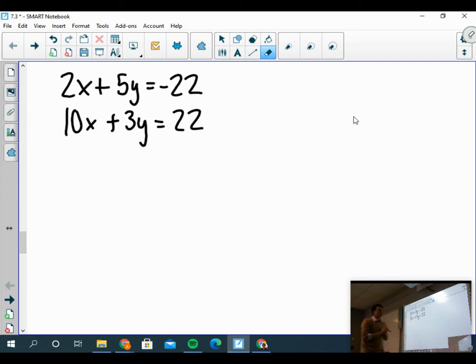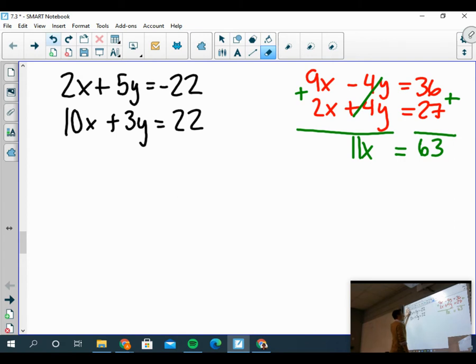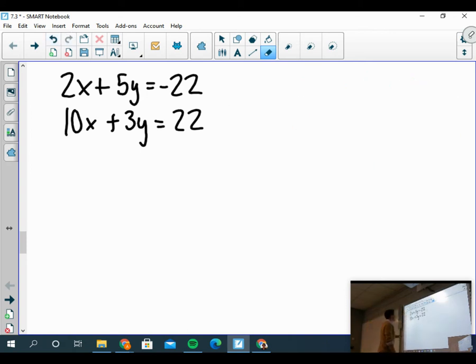But in this case, no matter whether I add or subtract, unlike the problem we saw in red, where when I added, the y variable was eliminated, if I add or subtract here, no variable will be eliminated. If I add the left sides of the equations, I'm going to end up with 12x plus 8y equals 0, if I also add the right sides. If I subtract both sides of the equation, I'm going to get negative 8x plus 2y equals negative 44. Again, neither variable is eliminated. I have run into a problem.